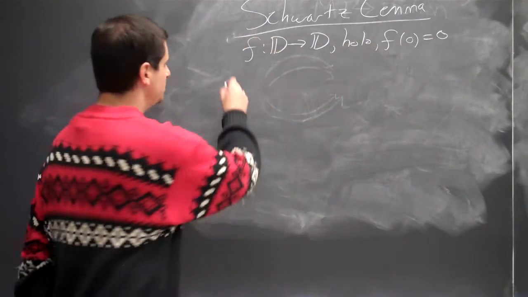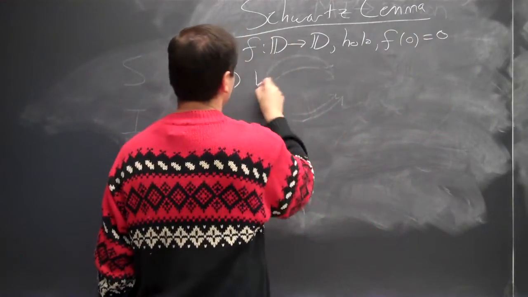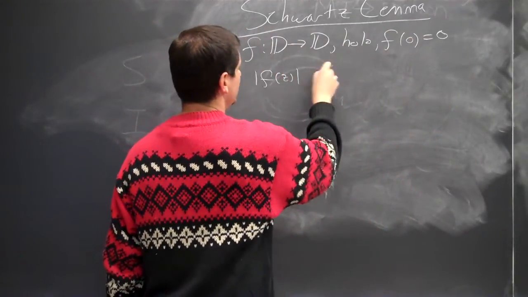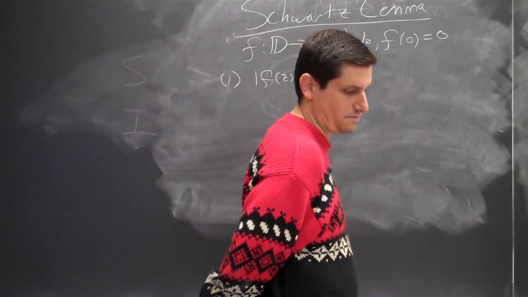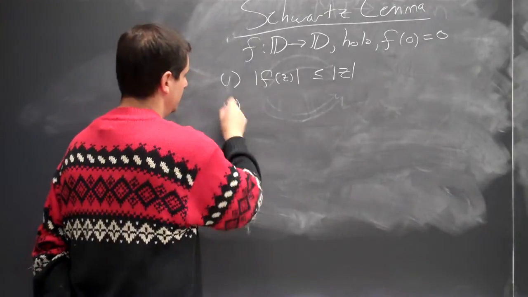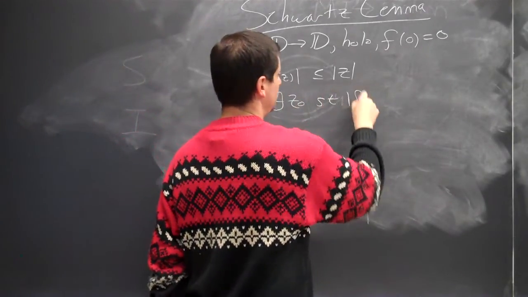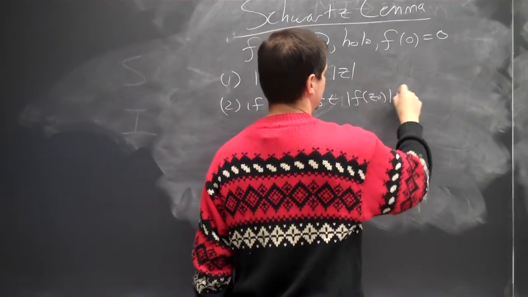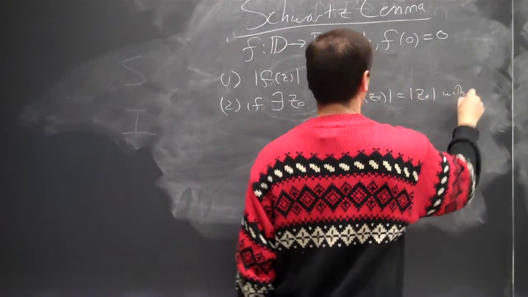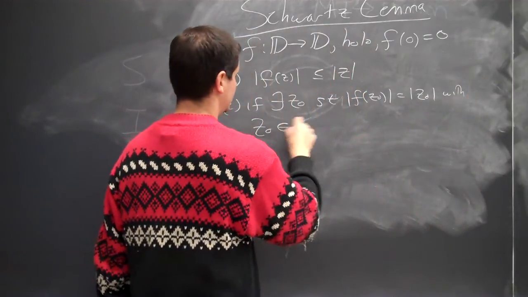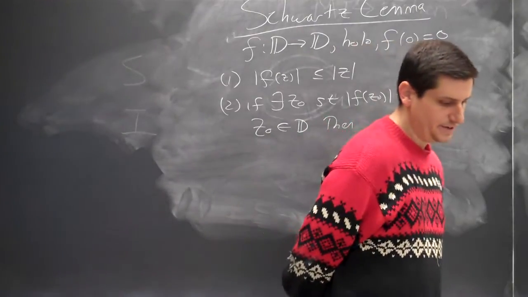Okay, so the first statement, I want to get them in the right order, is the absolute value of f of z is less than or equal to the absolute value of z. The second is if there exists a z0 such that the absolute value of f of z0 equals the absolute value of z0, with z0 inside the unit disk, then what we have is f is a rotation.